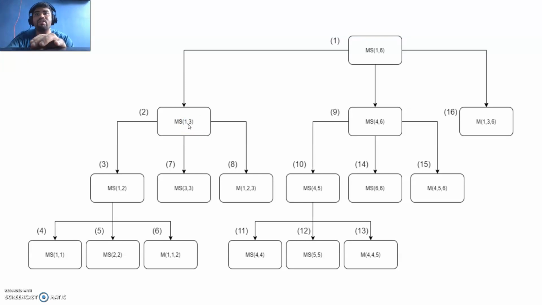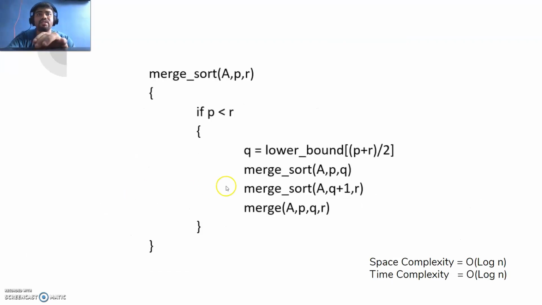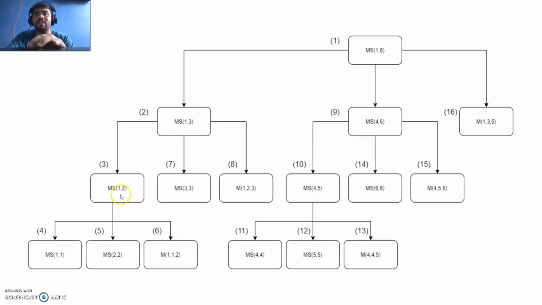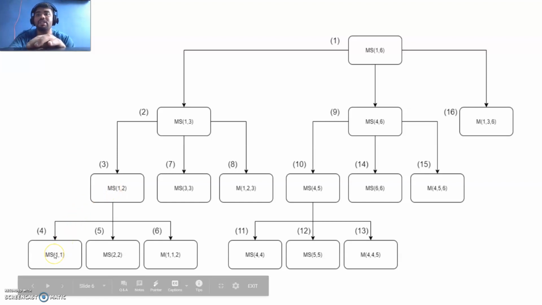Again, I call another merge sort function with P comma Q. You can see that we get the value of Q, call this function again, and then Q becomes R again. In this case, 2 is R. P is less than R, so this is 1 plus 2 divided by 2, that is 1.5. The lower bound of it is 1, so again we get the value of Q as 1. So I call the merge sort function again and send P and Q.